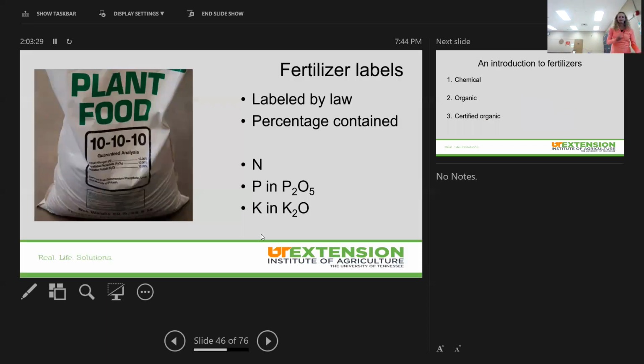So a complete fertilizer is going to be one that has nitrogen, phosphorus, and potassium, N, P, and K. It is labeled by law with the percentage that is contained in there. Very little actual fertilizer is in those bags. The rest of it is inert ingredients. So you're paying for a lot of nothing really, but they have to mix it with something.